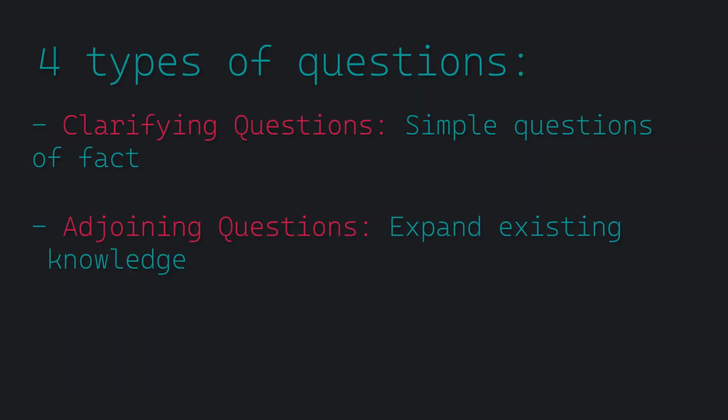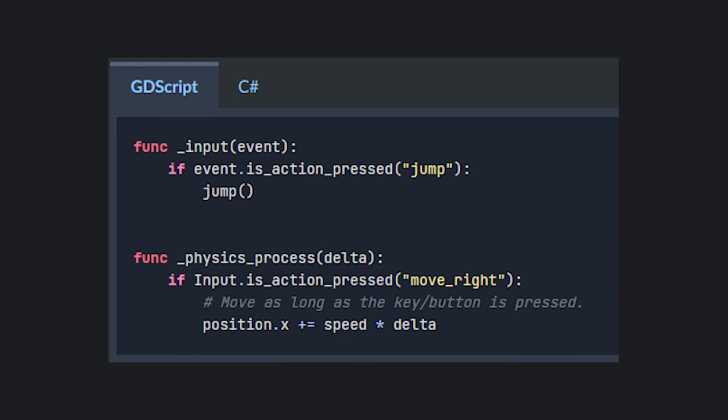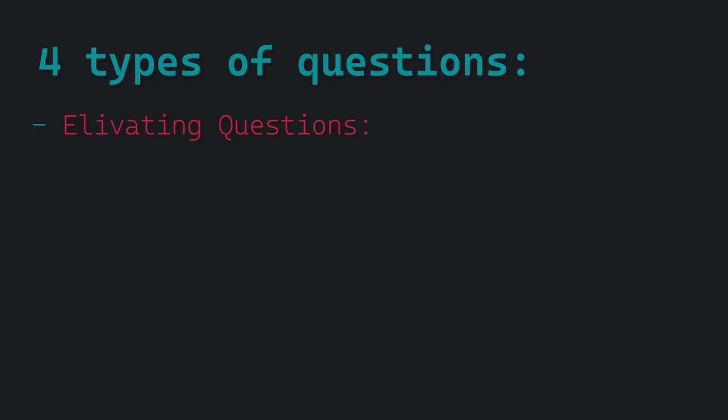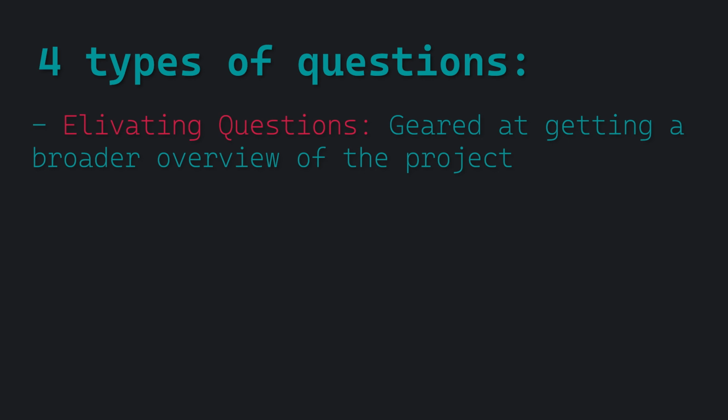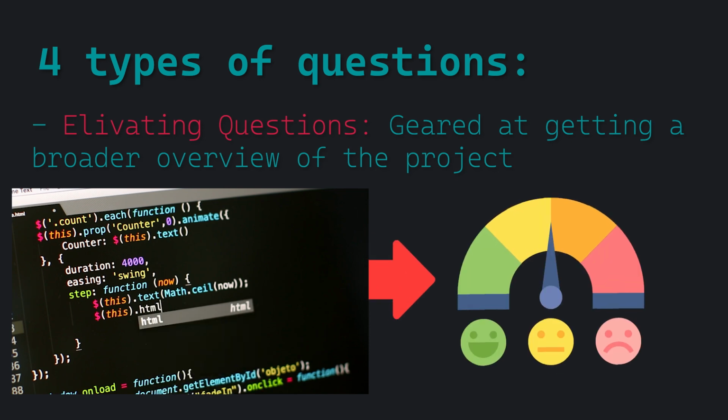Next, you have funneling questions. These are questions that attempt to find out more detail about a very specific point. For instance, what are the functions for getting player input in the Godot engine? And lastly, we have elevating questions. These are questions that attempt to give you a broader overview of your project or your goal, and they kind of tie you back into reality in a way. For instance, how does adding this new component impact our player satisfaction?